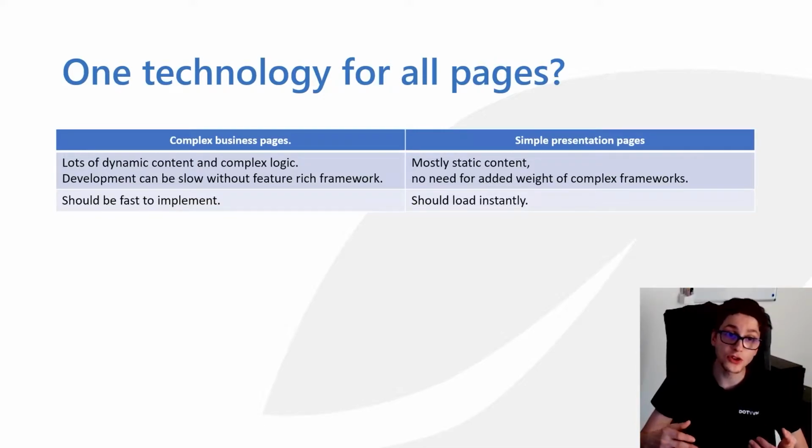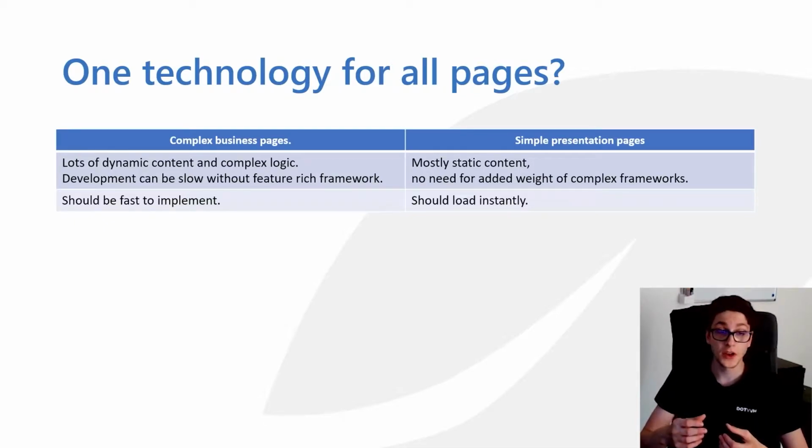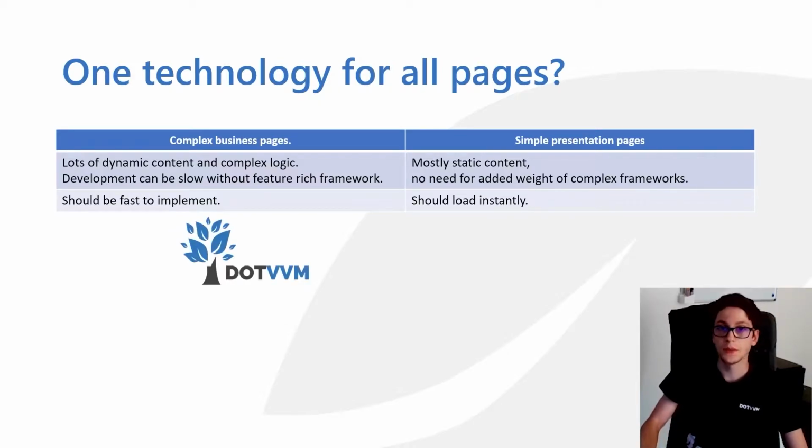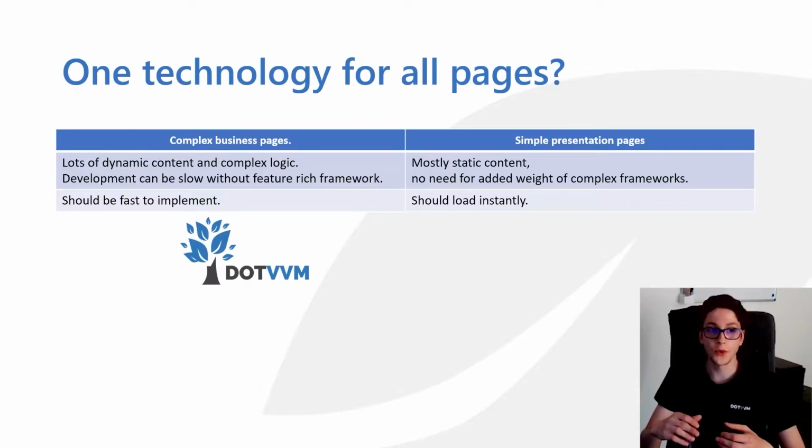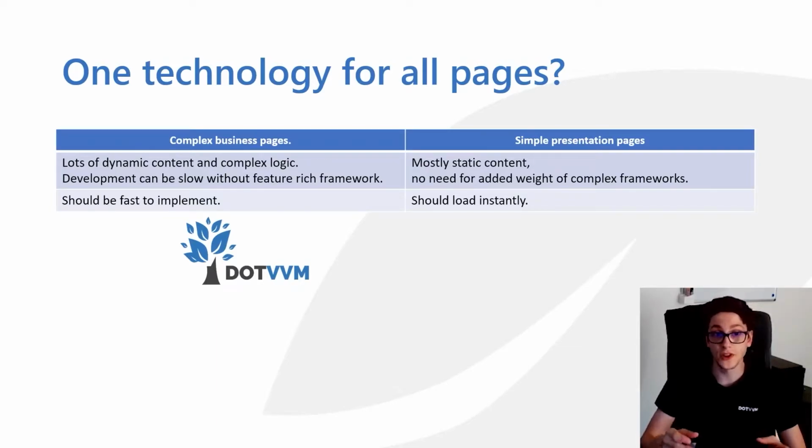So it's probably no surprise that in a world where we would choose two separate technologies, we would choose DotVVM for the business pages. But the question about what to choose for simple presentation pages is more difficult. We could go with just plain HTML with a small sprinkle of JavaScript to give it some basic functionality, or we can go with some lightweight web framework, but then our developers need to learn two separate frameworks and maintain two separate code bases.